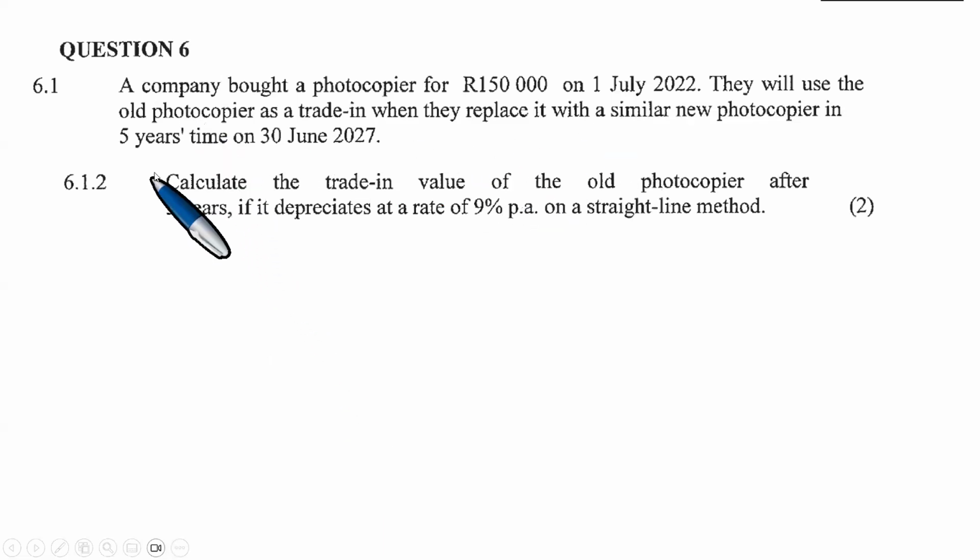The given information above is the same. A company bought a photocopier for 150,000 on 1 July 2022. They will use the old photocopier as a trade-in when they replace it with a new photocopier in 5 years' time, on the 30th of June 2027. Calculate the trade-in value of the old photocopier after 5 years, if it depreciates at a rate of 9% per annum on a straight line method. Please do the straight line method depreciation and tell me what you got.